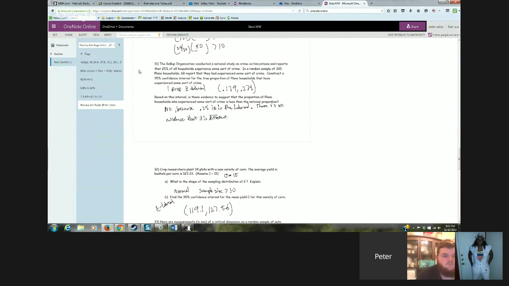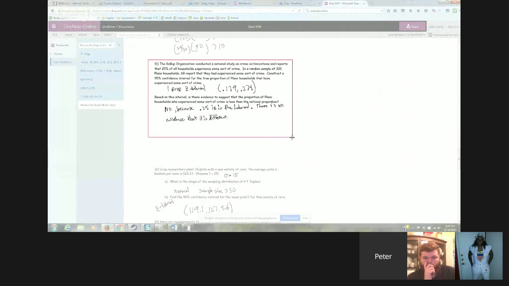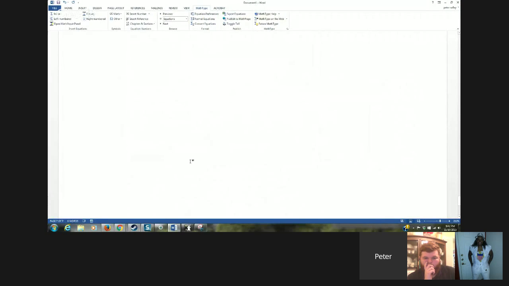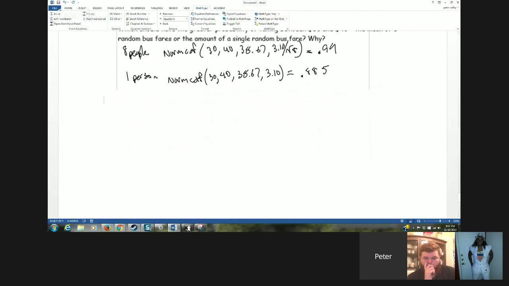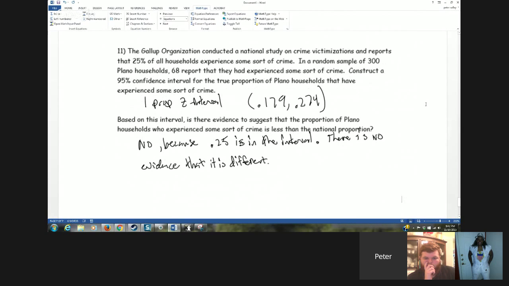Alright, let me make it bigger. Okay, so Gallup poll conducts a national survey. 25% of all households experience some sort of crime. In a random sample of 300 households, 68 report that they've experienced some sort of crime. Construct a 95% confidence interval of the true proportion. Okay, so they actually came out and told us this is a proportion confidence interval that we are creating here.